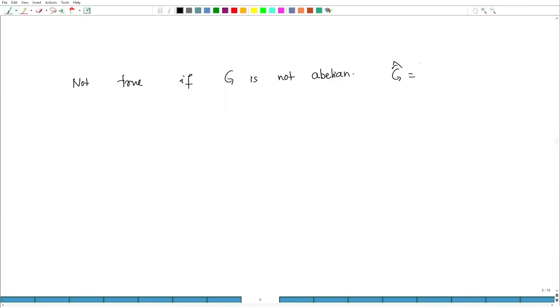G hat is nothing but the set of gamma from G to T such that gamma of xy is equal to gamma x gamma y. Here I am just denoting the group operation by xy. Now, in the case of abelian groups, the number of elements in G hat is equal to the number of elements in G. Let us see what happens if we are not dealing with an abelian group.